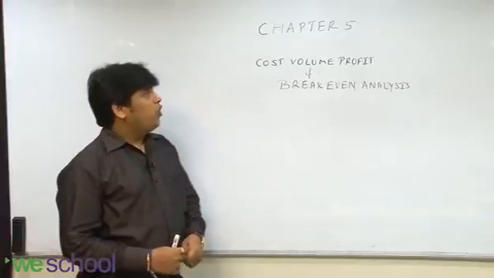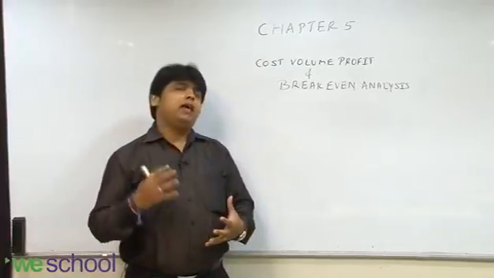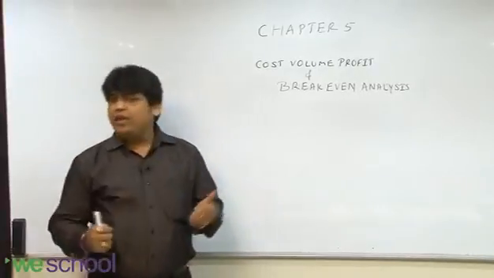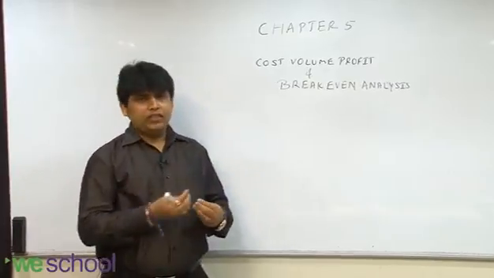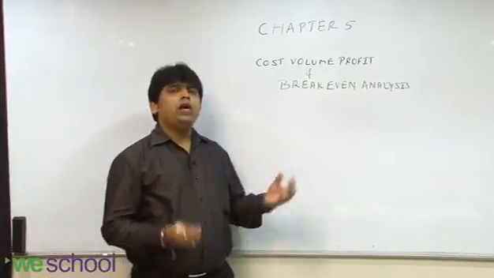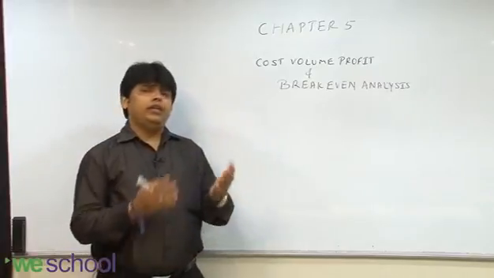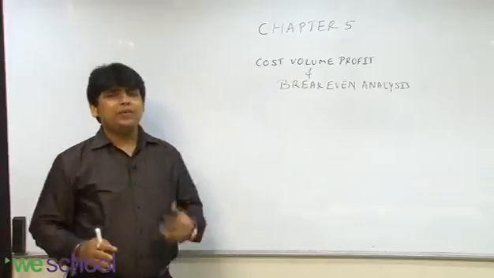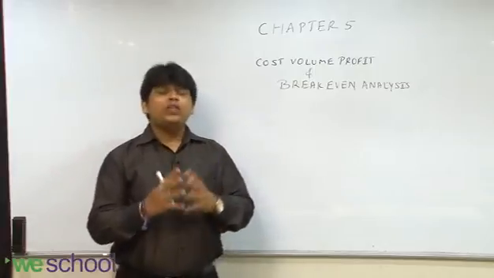For applying cost volume profit techniques, the company has to first bifurcate the expense on the basis of behavior, that is, variable and fixed. Just now in the previous session, 5 minutes before, I explained that if you want to use these techniques, I have to first classify the expense into two categories, fixed and variable. What is variable expense?